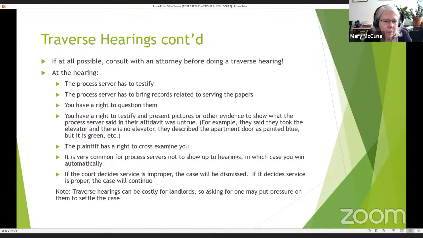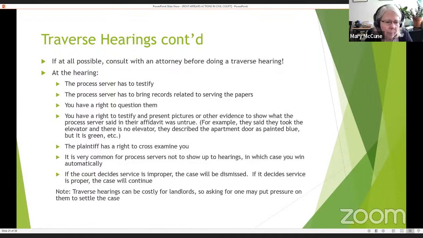If they described your apartment, if they did nail and mail and they described your apartment door as blue and it's green, you could bring a picture to show the color of your door. The landlord's attorney has a right to question you after you testify. So they will generally try to shake you up and get you to say stuff to make it seem like you're inconsistent. Best thing is to remain calm, and we'll go through some tips later.